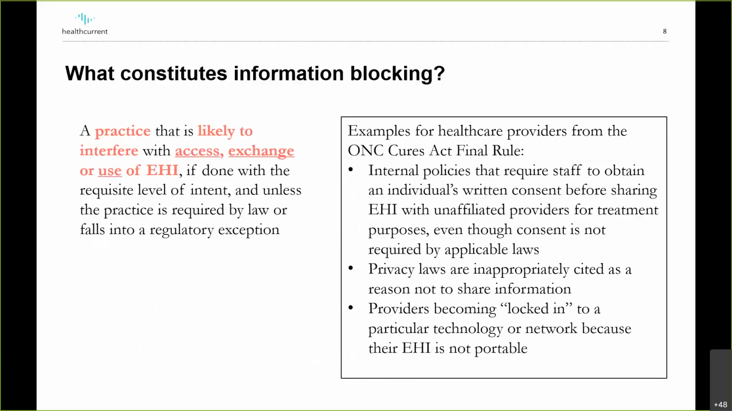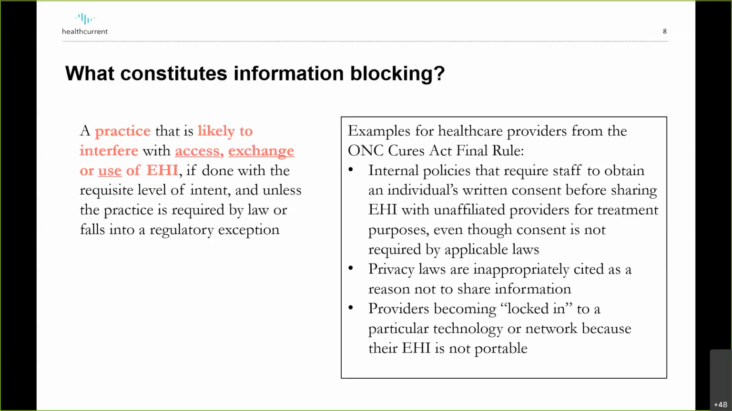Okay, so we talked about actors, meaning who are the organizations that might be covered by the information blocking rule. And we've also talked about what data might be covered by the information blocking rule, and that's electronic health information. All right, so we know if we're being regulated, and we know what information would be regulated. Now, what constitutes information blocking? What would be an activity that would be likely to meet the definition in the rule and could lead to liability for our organizations? Well, that definition comes from, as Mel mentioned, the Cures Act.